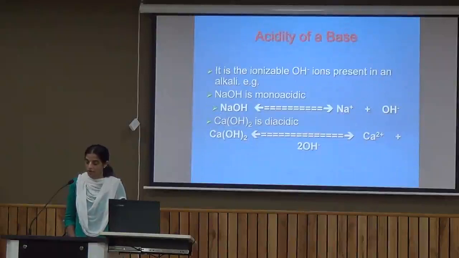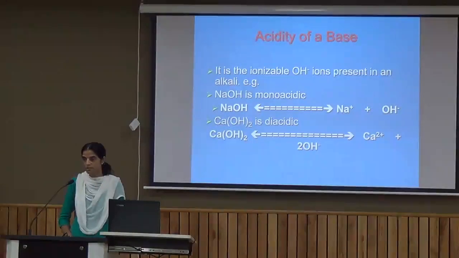Next we come across acidity of a base. It is actually the number of ionizable hydroxyl ions present in an alkali. The very first example given is of sodium hydroxide. It gives sodium and hydroxyl ions in solution. Similarly, calcium hydroxide gives calcium and hydroxyl ions in solution.